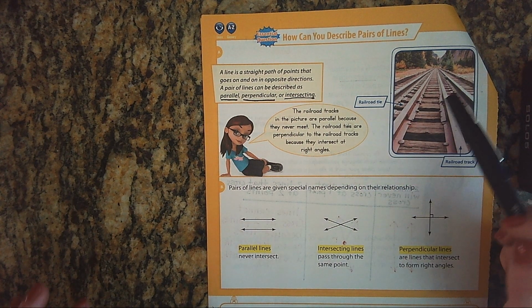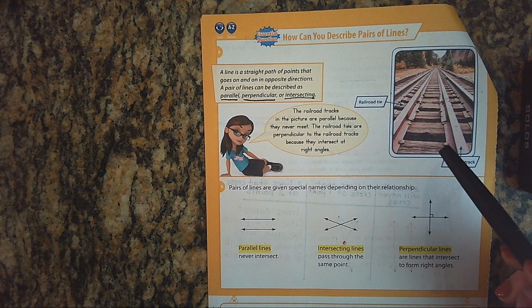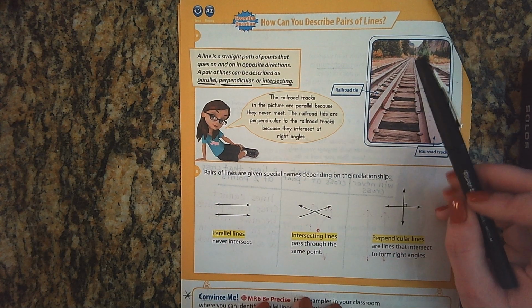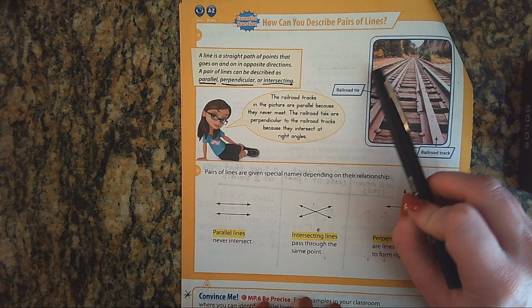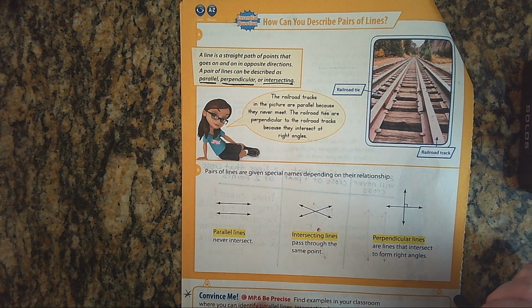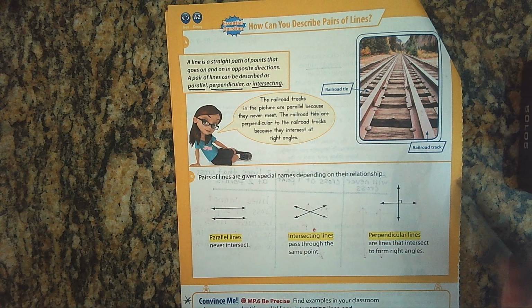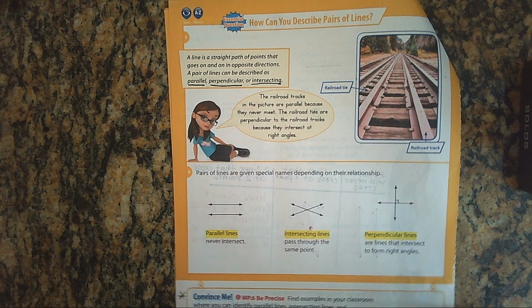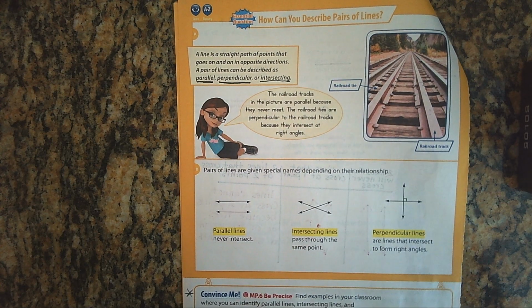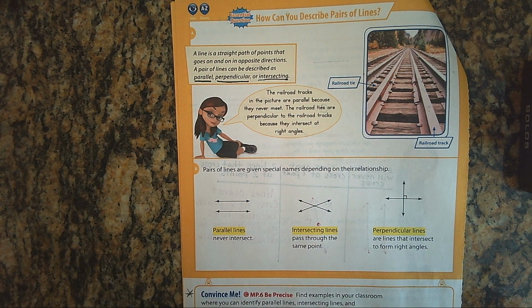There's a picture here that's giving a real world example. So we're looking at railroad tracks, and I don't exactly love this picture because it looks like the railroad tracks are going to touch in the distance. But what we know about railroad tracks is that they don't. They continue on through the destination of the railroad tracks. So railroad tracks would be examples of parallel lines, and that's what the bubble says here. The railroad tracks in the picture are parallel because they never meet.